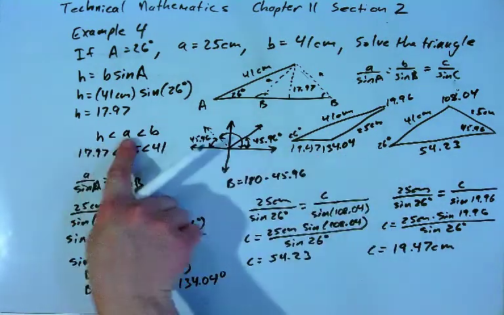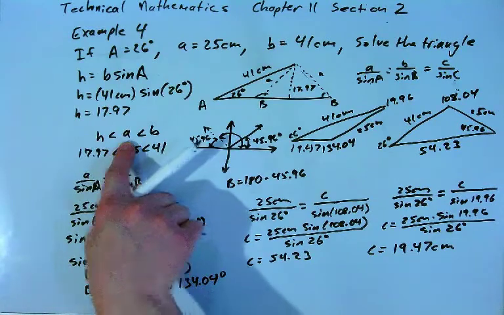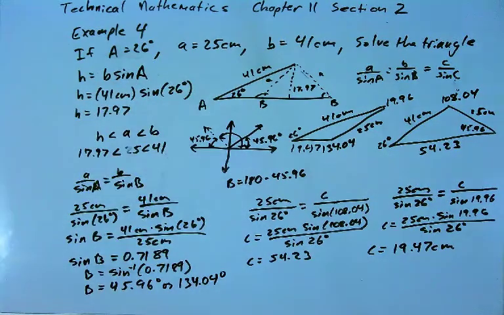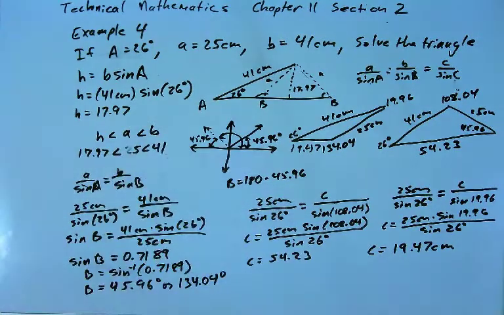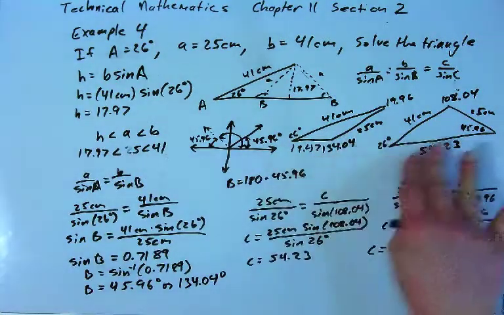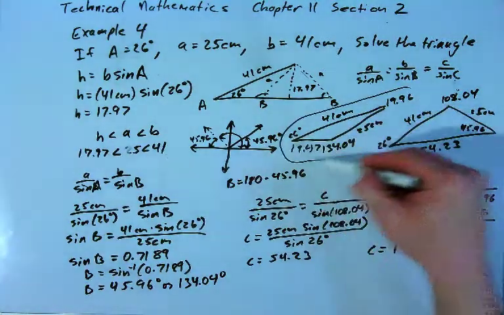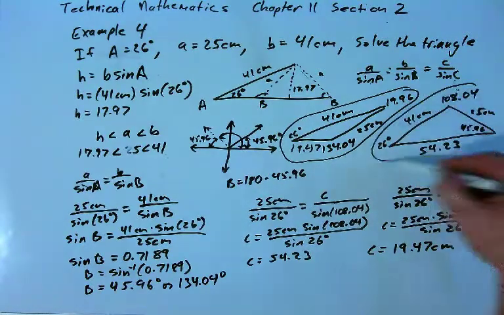And so just to recap, because A was greater than H, we calculated H from B times sine A. Because A was greater than H, but A was less than B, that means we had two possible triangles, and these are the two possible solutions that we've come up with.